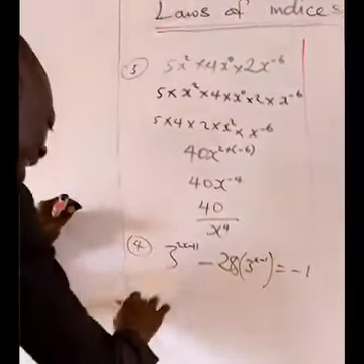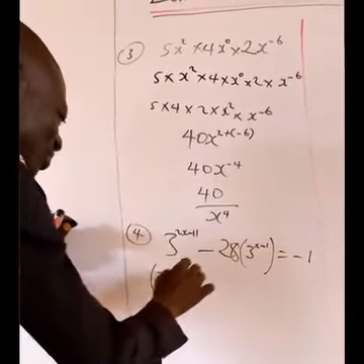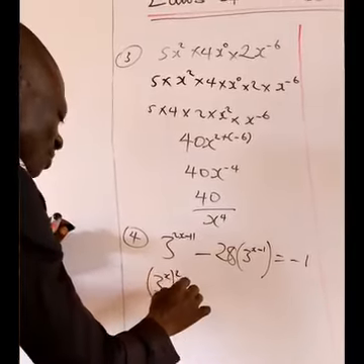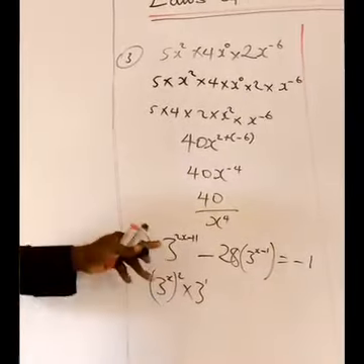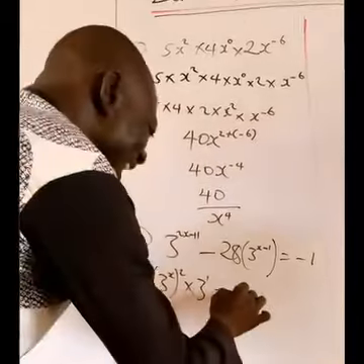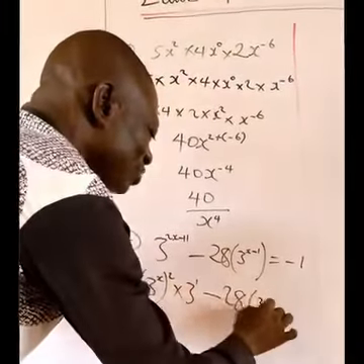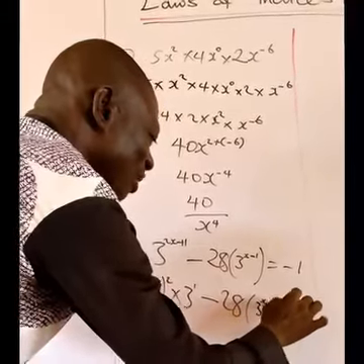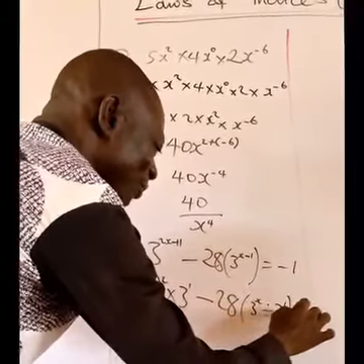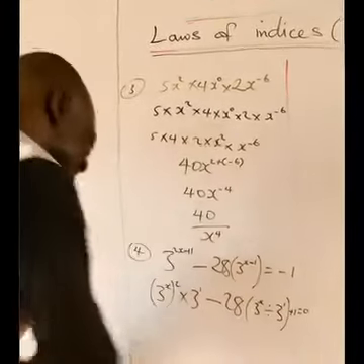And so let us have it as 3 raised to power x into 2 times 3 raised to power 1. I think you know that when we go back, we'll get back to this. And so we have minus 28 into 3 raised to power x divided by 3 raised to power 1, plus 1 is equal to 0. We are doing this because we see a quadratic equation trying to come out. And so let us see here.